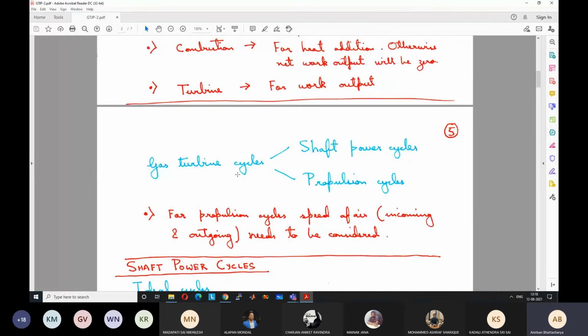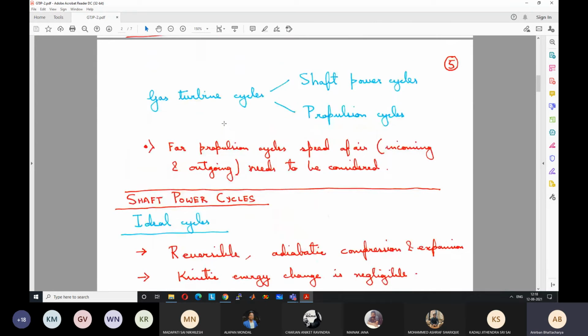Again, we can demarcate gas turbine cycles as shaft power cycles and propulsion cycles. So in cycle analysis, shaft power cycles are for industrial gas turbines, and propulsion cycles are for turbojet, turbofan, turboprop, ramjet and scramjet engines. Okay. So what is the main difference between these two types of cycles? For propulsion cycles, the speed of air is also very important. The kinetic energy of air, both the incoming air as well as the outgoing air, needs to be taken into consideration. However, for shaft power cycles, we can ignore the kinetic energy or change in kinetic energy of the air.